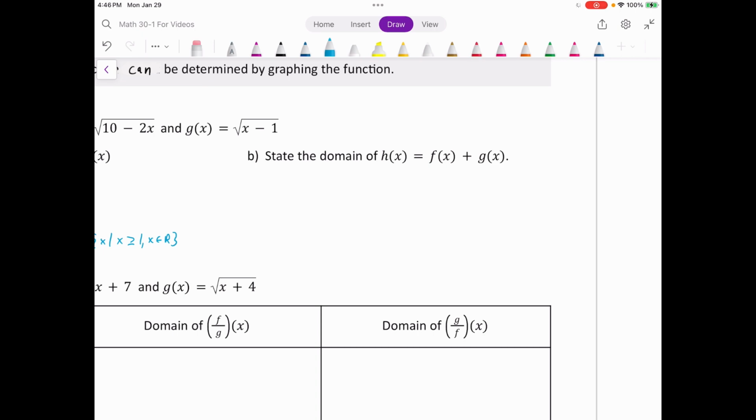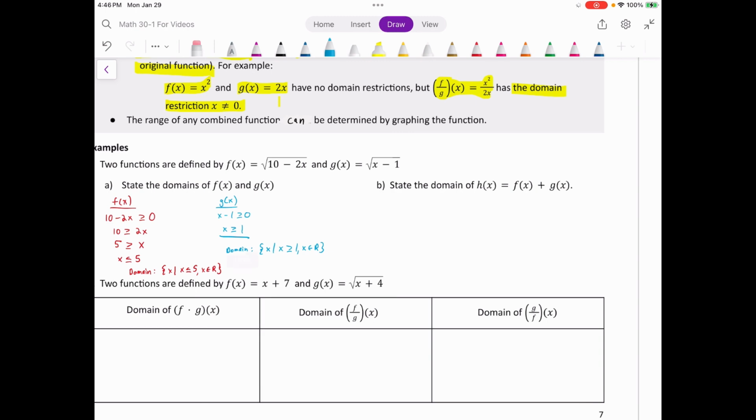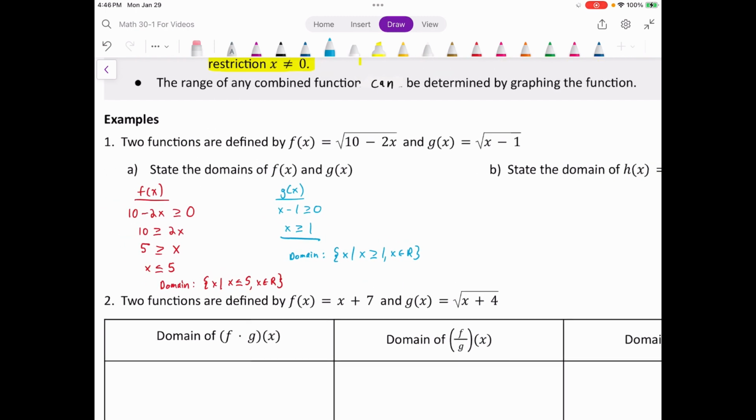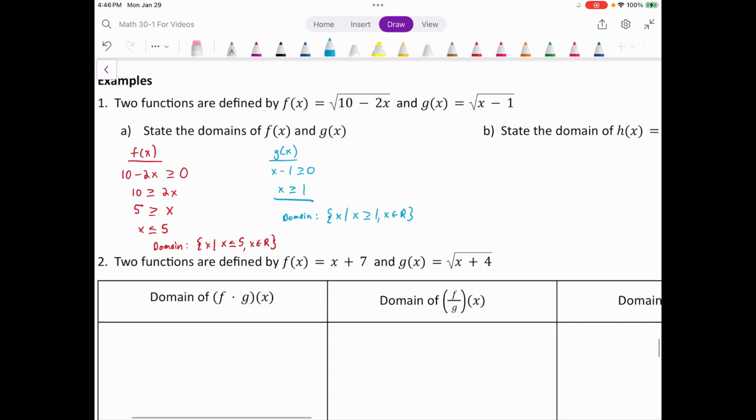So we need to figure out what is the overlap between these two domains. Are there numbers that fit into both of these domains? Because if they do, h of x will be defined for those. If not, it won't be defined, because h of x requires both of them to be defined. So you can think about it here: x needs to be greater than 1 and also less than 5. We can figure out that x needs to be between 1 and 5.